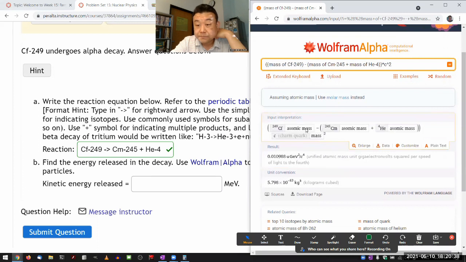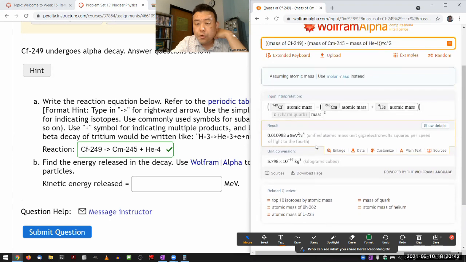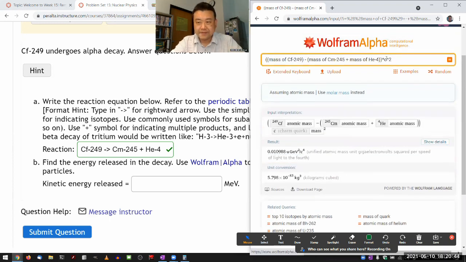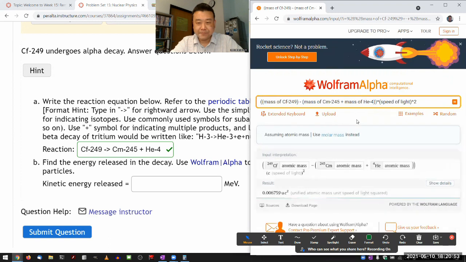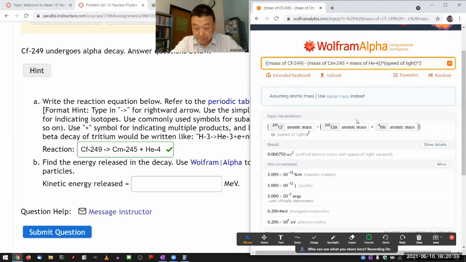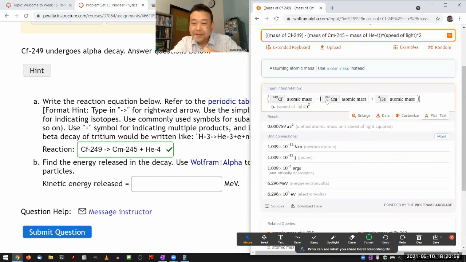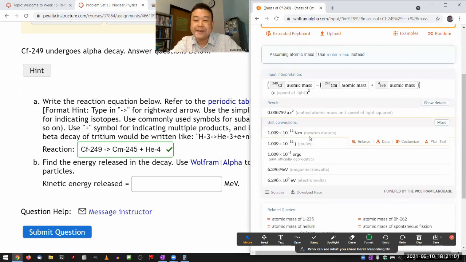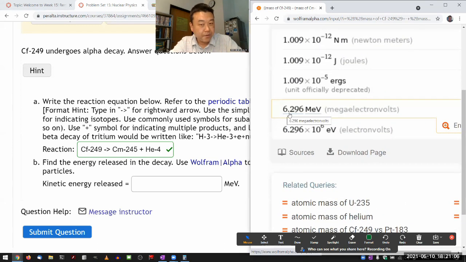Let's see here. Oh, chump quark. Yeah, that's not what I want. Speed of light. Wolfram Alpha is smart, but not as smart as human beings. There it is. So, okay, this time it understood me correctly. And this is the unit I want. 6 point, I guess I'll put in 30.